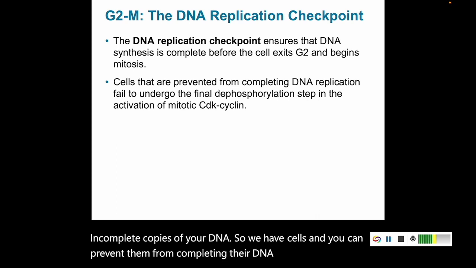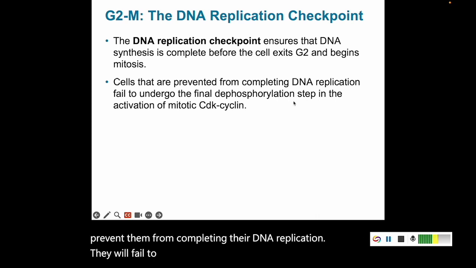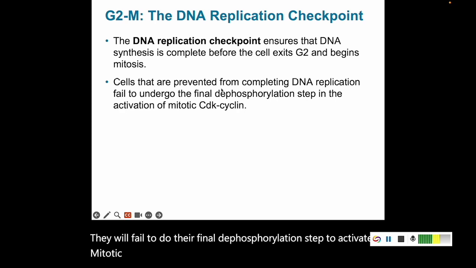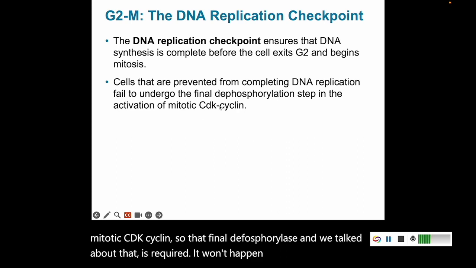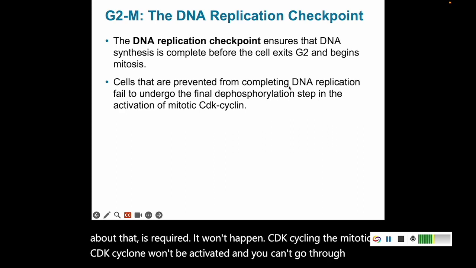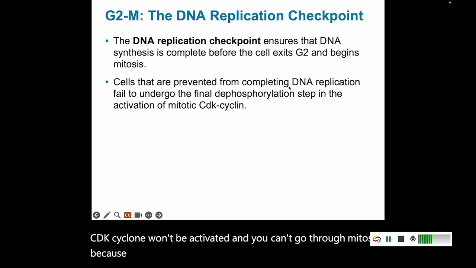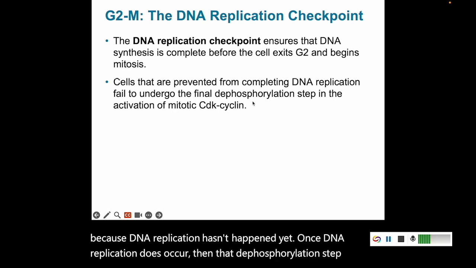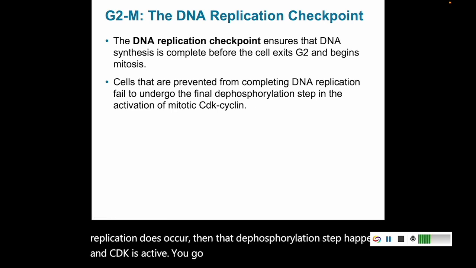They will fail to do their final dephosphorylation step to activate mitotic Cdk-cyclin. So that final dephosphorylation we talked about that is required, it won't happen. The mitotic Cdk-cyclin won't be activated, and you can't go through mitosis because DNA replication hasn't happened yet. Once DNA replication does occur, then that dephosphorylation step happens, and CDK is active. You go through the steps of mitosis.